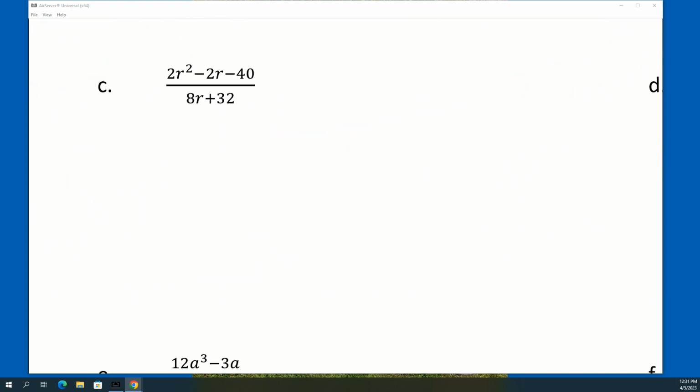All right, let's look at the next one. So I'm going to take that numerator, 2r squared minus 2r minus 40. Make sure I write it down right this time. And I'm going to factor it. And so the first thing, especially if there's a number in front of the r squared, just check to see if there's a common factor. Is there a common factor? Yes, it's 2. So we're going to go ahead and factor out that 2.